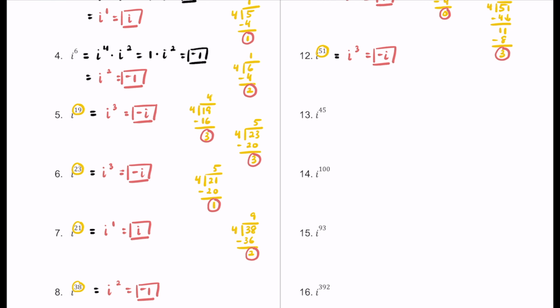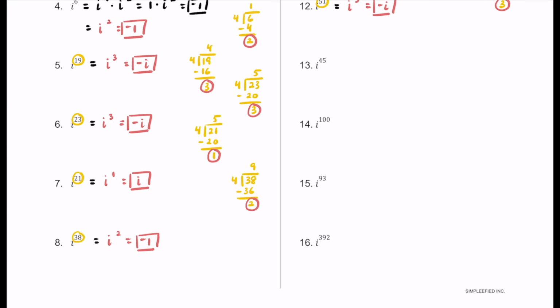On to number 13, we have i to the 45th power. So we take this 45 and see how many 4s fit inside of it. 4 fits into 4 one time. 1 times 4 is 4. We get a remainder of 0. Bring down this 5. 4 fits into 5 one time. 1 times 4 is 4. We get a remainder of 1. So this means that we can simplify this i to the 45th power down to i to the 1st power, and i to the 1st power is just equal to i. So that would be our solution.